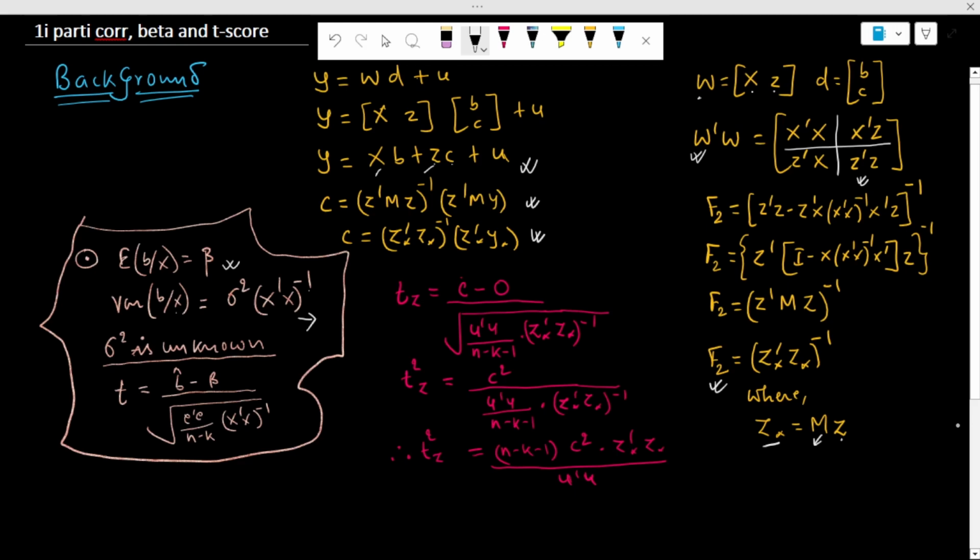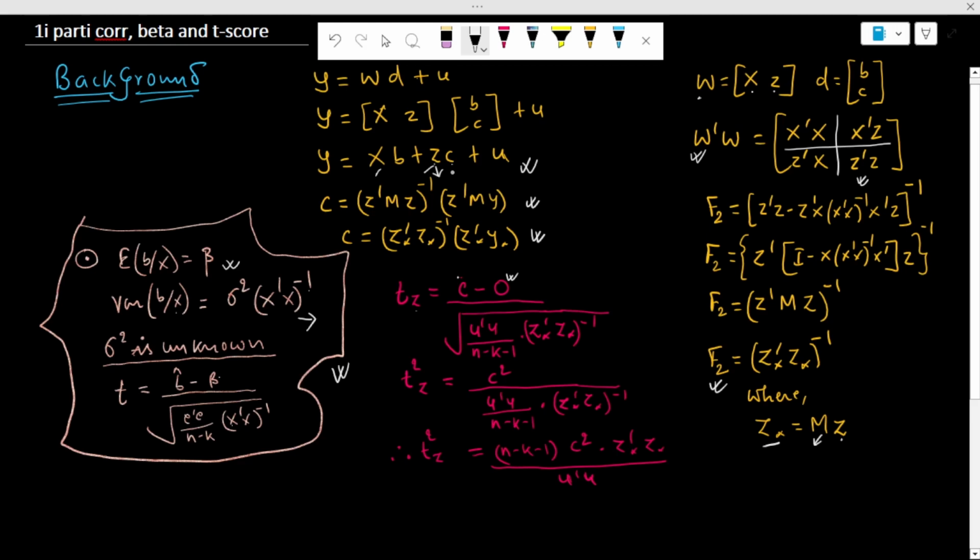So t is equal to estimated beta minus population beta, and for the null hypothesis we assume the population beta to be 0. As we don't know the population variance of the residual term, we estimate it making use of the sample variance, which is e transpose e divided by its degrees of freedom, times X transpose X inverse. Applying this property, if we want to calculate the t-score related with this individual variable Z, it is equal to its beta coefficient, that is c, minus the population beta, which under the null hypothesis is 0, divided by the square root of sigma square. As we don't know the value of sigma square, we estimate it with the help of a sample.